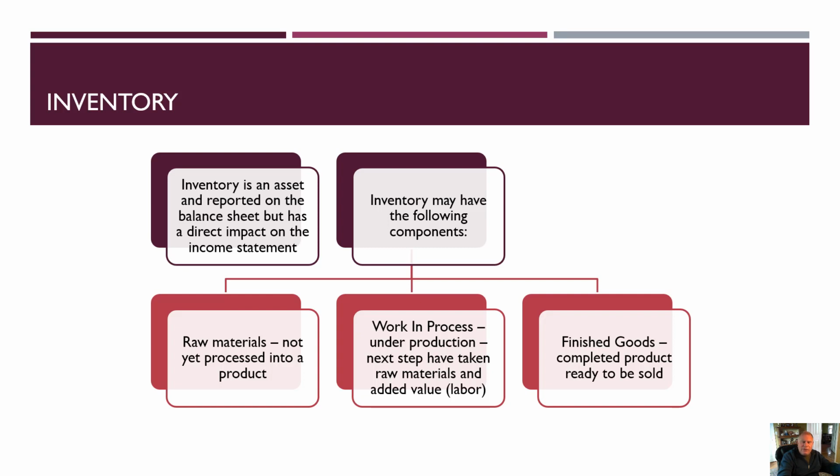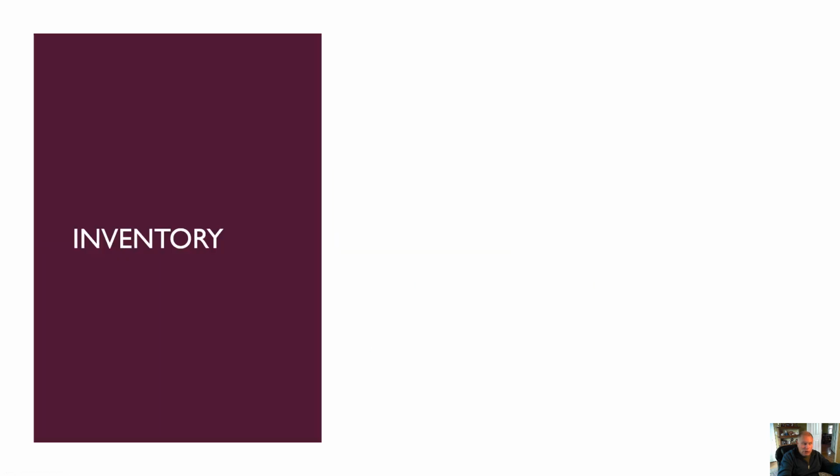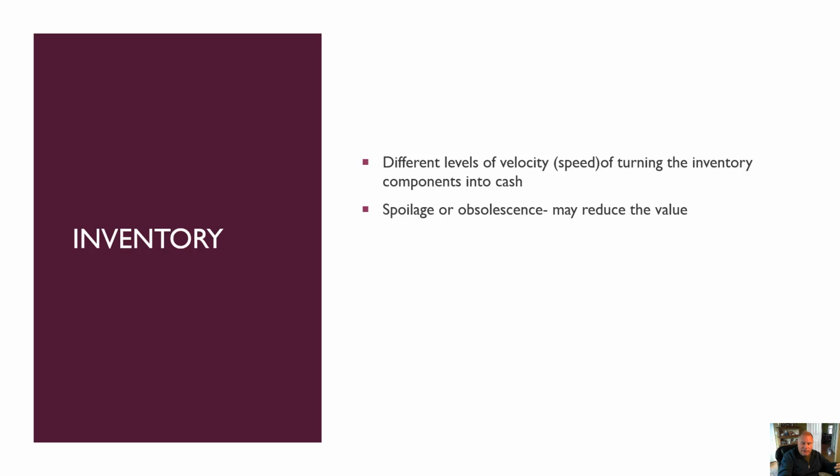So take, for example, when this hit, a lot of companies just had to stop producing. So there's probably a little bit of everything here. But if you're in the restaurant business, there's no finished goods. In fact, you probably have a lot more spoilage. So we have the speed. We have to look at the spoilage or obsolescence. The longer the speed, the more cost associated with that and the more risk.